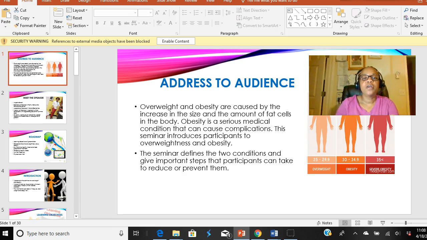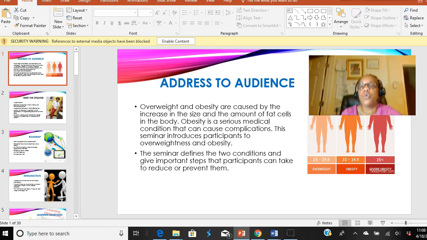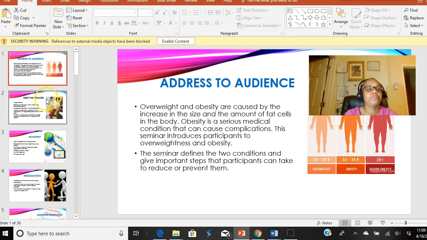Overweight and obesity are caused by the increase in the size and the amount of fat cells in the body. Obesity is a serious medical condition that can cause complications. This seminar introduces participants to overweightness and obesity. The seminar defines the two conditions and gives important steps that participants can take to reduce or prevent them.